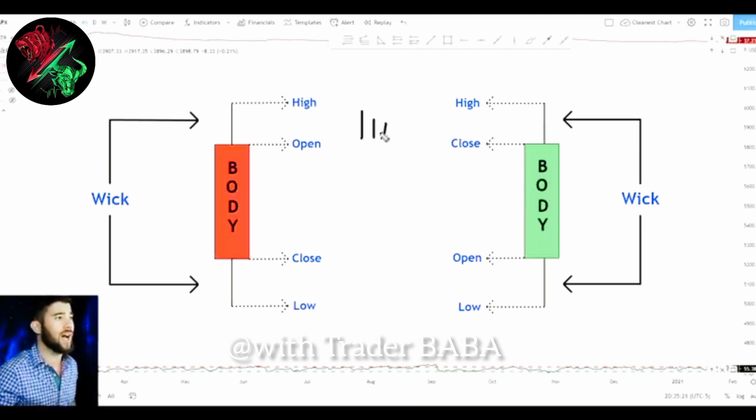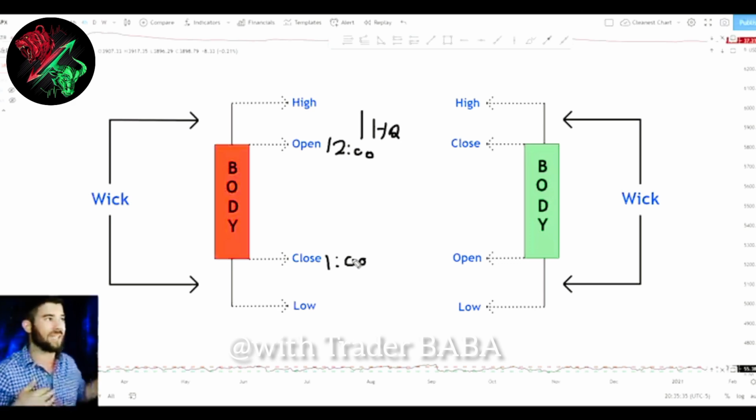If you're on a 1-hour chart, then this would be the open at 12 o'clock and the close of this candle would be at 1 o'clock. Everything else stays the same. The low is the lowest point that candle got to during that hour. The high is the highest point that candle got to during that hour.